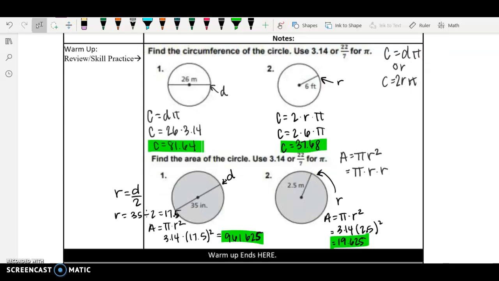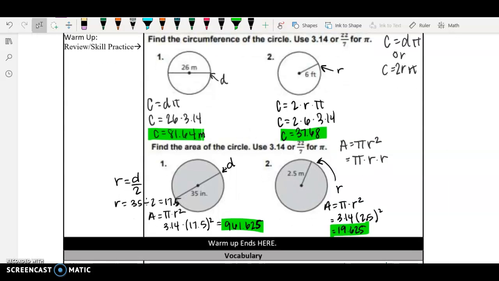Number 1, they gave you the diameter, so we're going to use diameter times pi, so 26 times 3.14, which gives us 81.64, and this is in meters. Oops, not squared, sorry, just meters. For number 2, we have the radius, so we're going to do 2 times the radius, so 2 times 6 times 3.14, and so that gives us 37.68. And this is in feet.